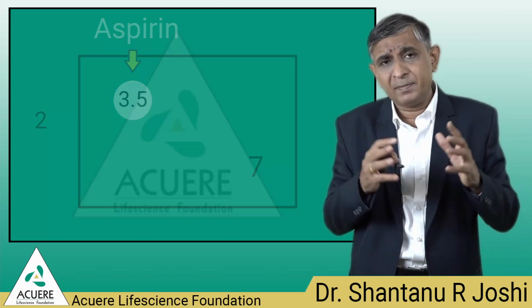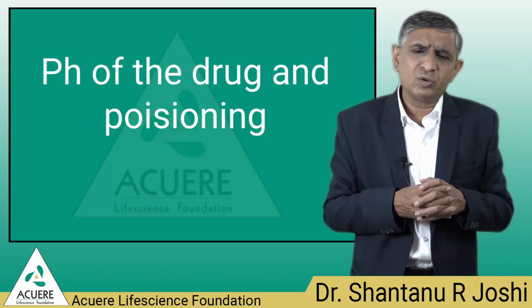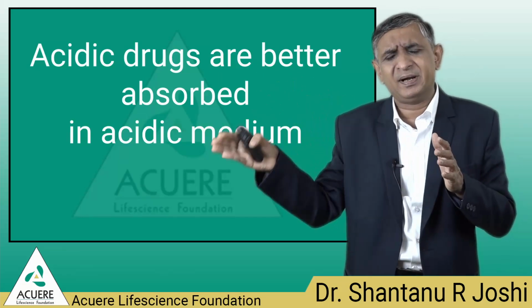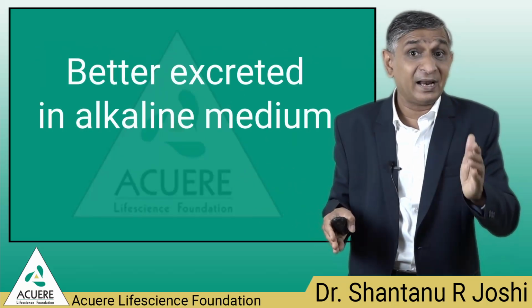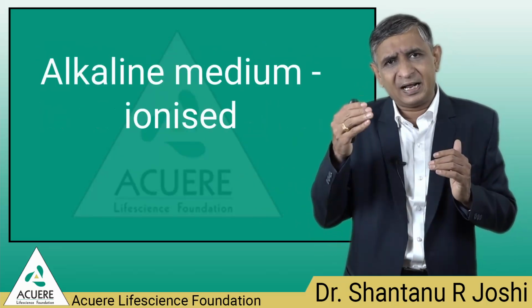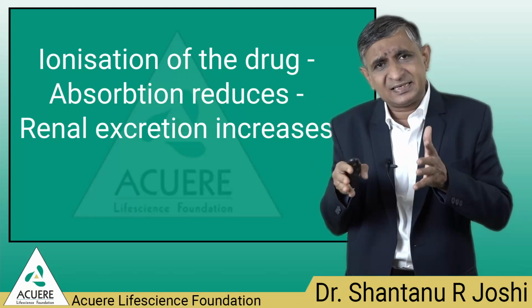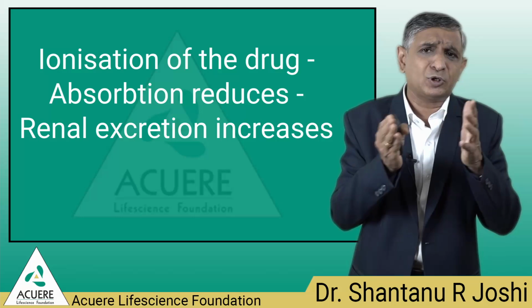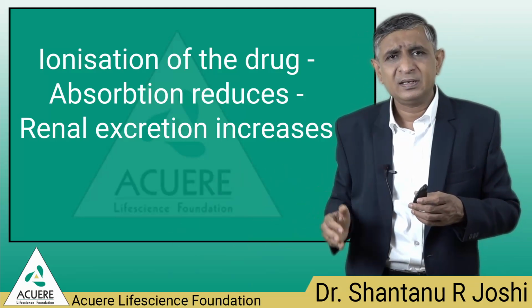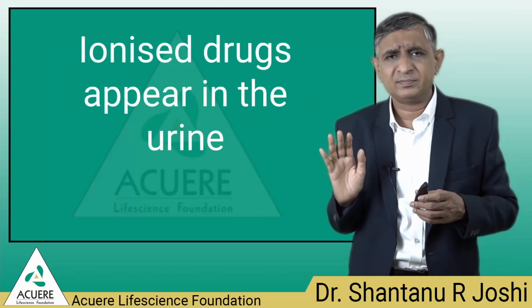Now we'll be talking about the pH of the drug and poisoning. My dear students, do remember the acidic drugs are better absorbed in the acidic medium and are better excreted in the alkaline medium, because in the alkaline medium the drug becomes more ionized, and when in the renal tubule the drug is in the ionized form, reabsorption of the drug will not take place and the drug will appear in the urine. In very simple language, ionized drug appears in the urine.